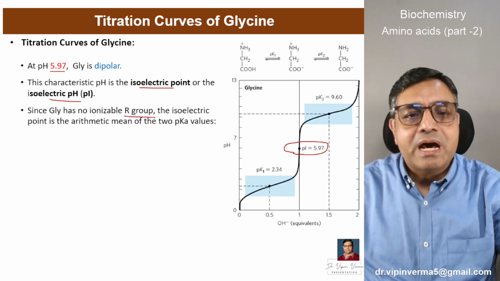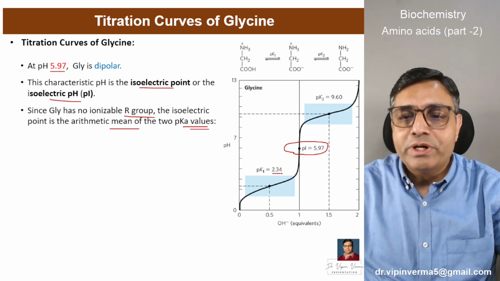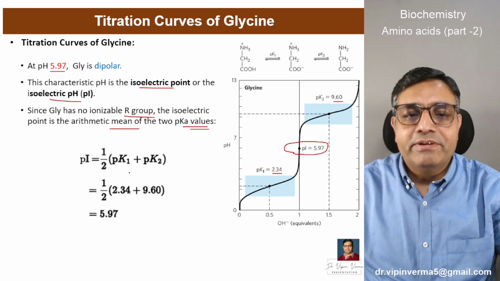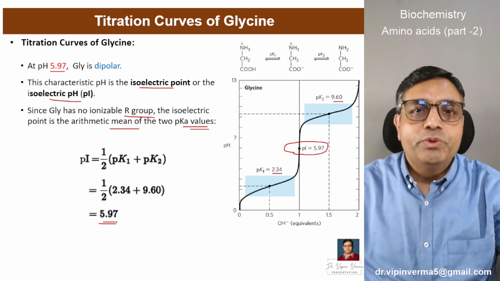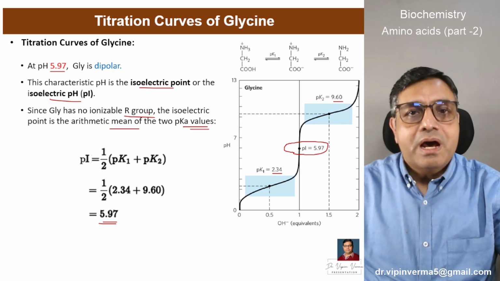Now since glycine has no ionizable R group, it has only H, the simplest one, the isoelectric point is the arithmetic mean of the two pKa values. We got one pKa value as 2.34 and another pKa value as 9.6. If we take the average, that comes out to be 5.97. So this is the isoelectric point, pKa1 plus pKa2, divided by 2 to get the average, and we get 5.97, and that is true here for glycine. Why? Because glycine has no ionizable R group.